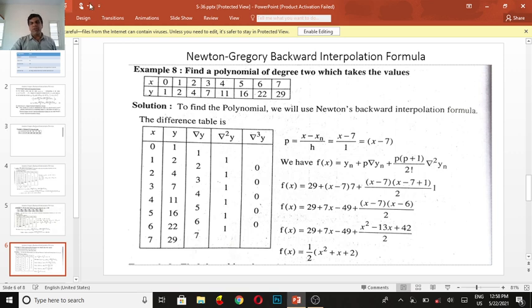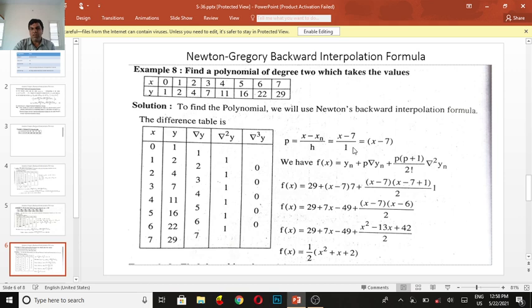So we come to the formula. P we know: p equals x minus xn divided by h. Here x we don't know, so we express it in terms of a polynomial. We are not given the value of x. So x minus xn should be x minus 7, divided by 1, since the interval is 1. So p should be x minus 7.